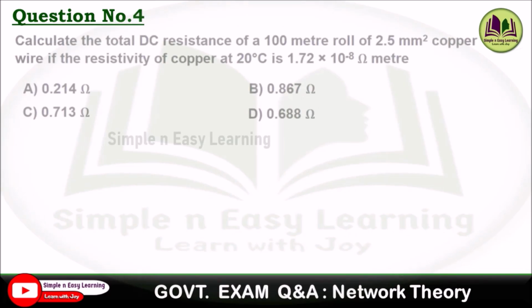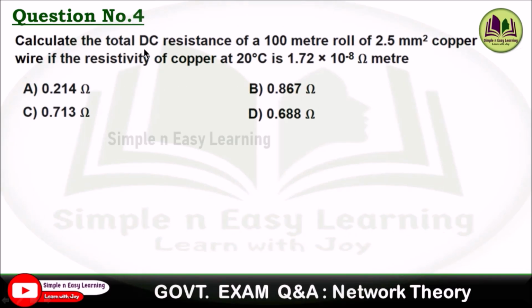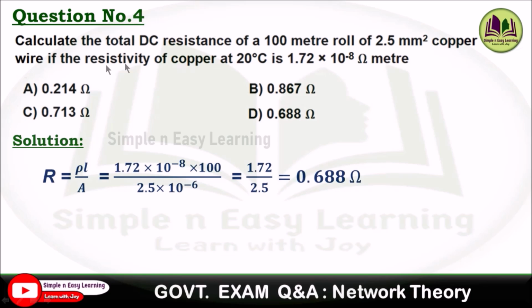In question number 4, calculate the total DC resistance of a 100 meter roll of 2.5 mm square copper wire, if the resistivity of copper is 1.72 into 10 power minus 8 ohm meter at 20 degrees Celsius. So these are the options given. Solution. So the resistance in terms of resistivity is R equal to rho L by A.